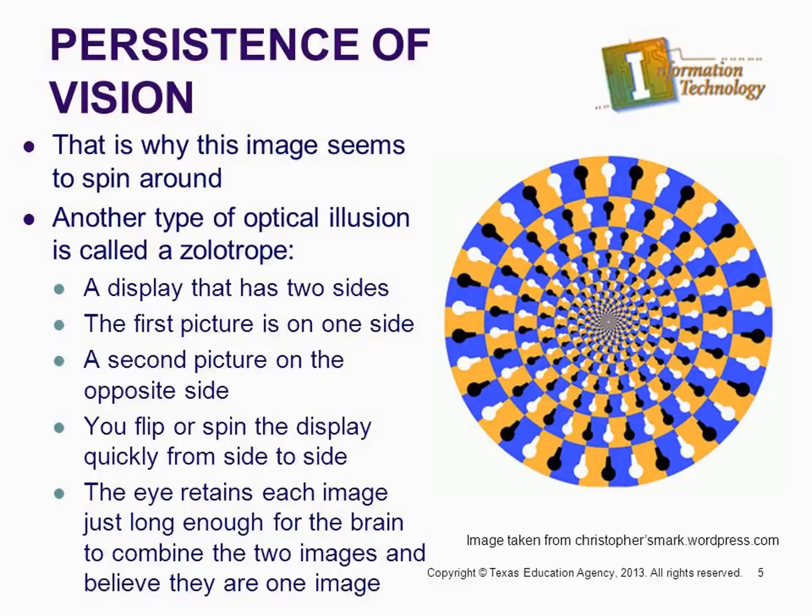See the center one, it seems to rotate, isn't it? It is two images, but you can see it as one image. This is the persistence of vision. This is an optical illusion.